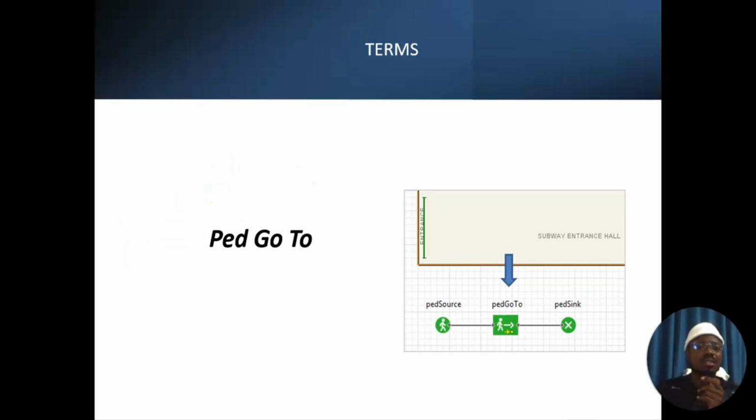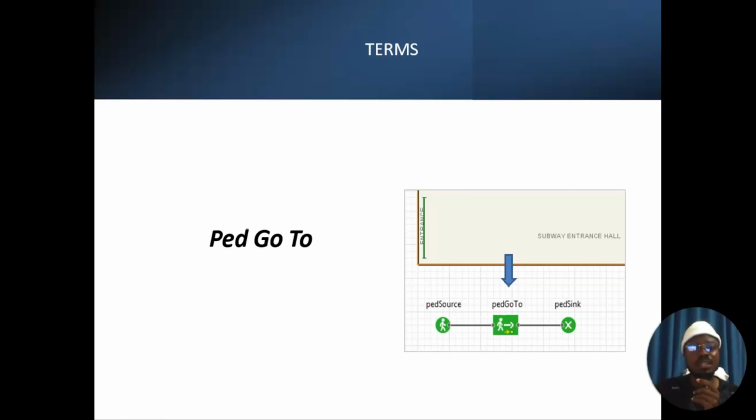So the next is the ped to go. Breaking it down itself, it means pedestrians to go. So if you want to look at it that way, that is where the pedestrians are going. So it is a command. This ped to go is more like a command or function that is used to direct pedestrians to move towards maybe a specific location or a target within the simulation. And we can know that it is used to simulate how pedestrians navigate the environment and reach their intended destination. So that cannot be done without the use of the ped to go.